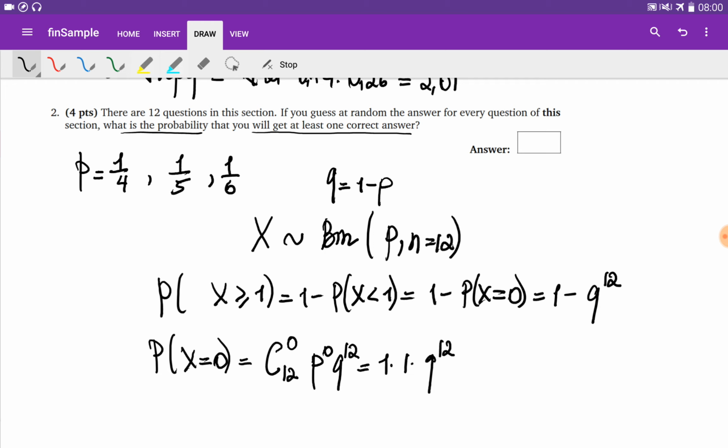Depending on the p, this q is going to be different. For example, if the p is equal to 1 over 4, then q is going to be equal to 3 over 4.